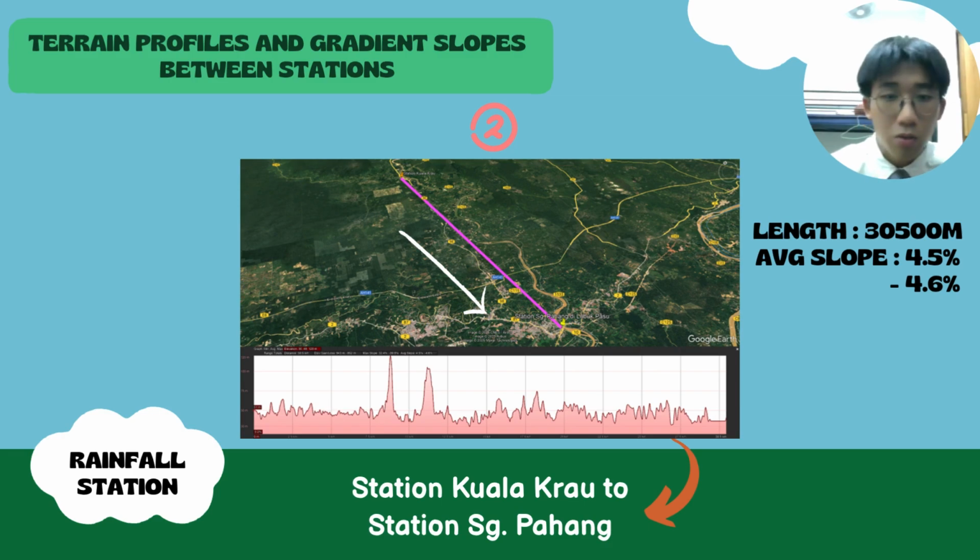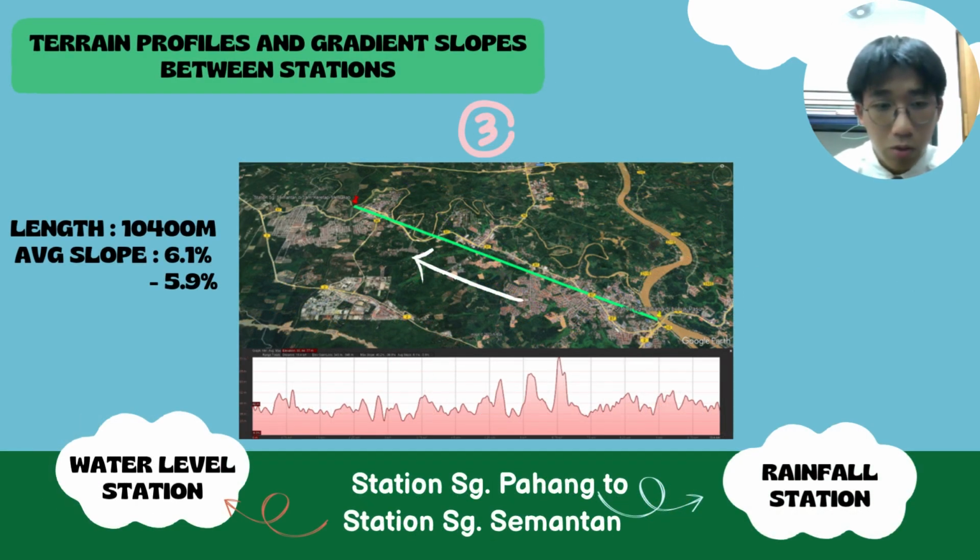For the second path, from station Kuala Krau to station Sungai Pahang, both stations are also rainfall stations, and the length of this path is 30,500 meters with an average slope of 4.5% and negative 4.6%. For the third path, from station Sungai Pahang, which is a rainfall station, to station Sungai Semantan, which acts as the water level station and functions as a guideline for us to determine the water level in the river nearby, the length is 10,400 meters and the average slope is 6.1% and negative 5.9%.